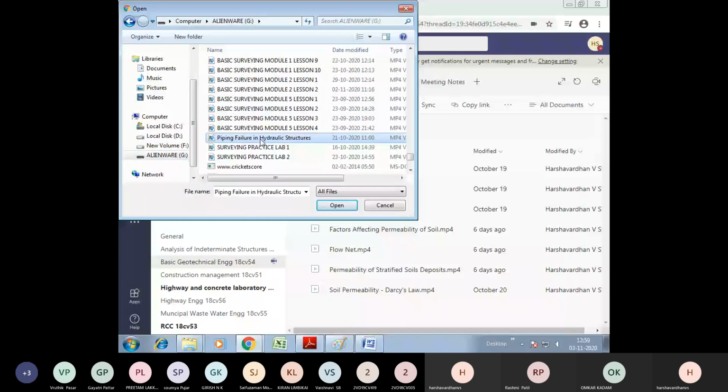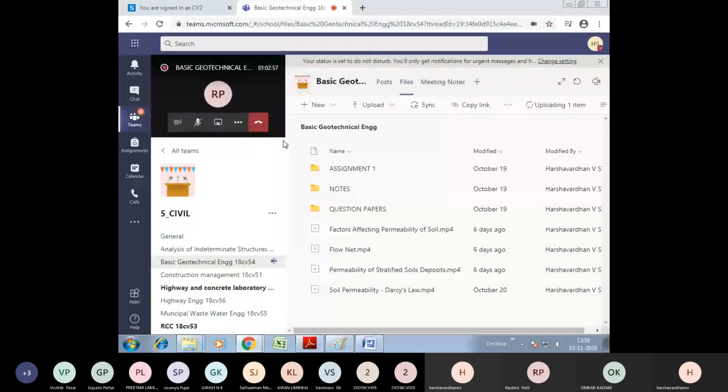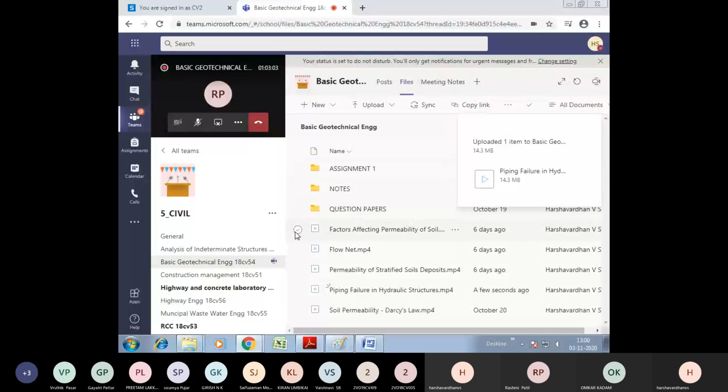That's it for today's class. Now, how the filters must be designed, what are the different criteria to design the filter, we'll see in the next class. But please remember, filters are provided to avoid piping failure in the dams. Any doubts?